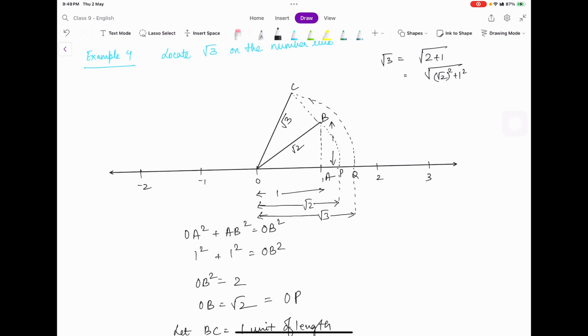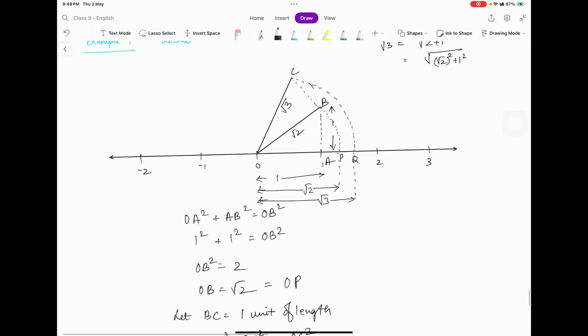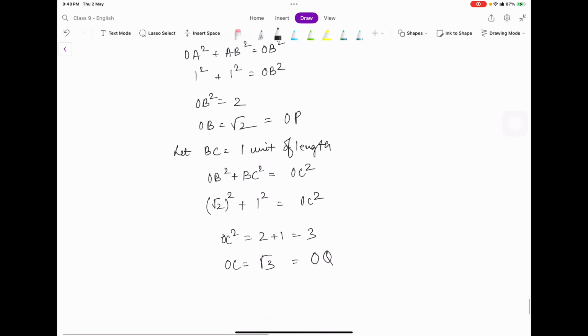Are you getting it? If you draw an arc with OB as the radius and it intersects the number line at point P, its value will be root 2, same as OB. If you draw an arc with OC now as the radius, it will intersect the number line at point Q, whose value will be root 3. So root 3 also lies between 1 and 2.